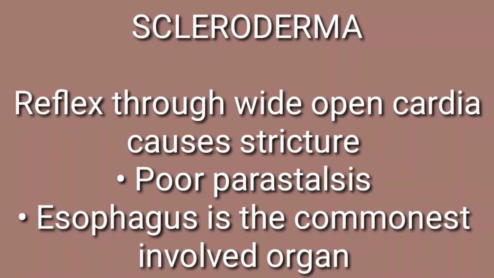Next comes scleroderma. Scleroderma is the next inflammatory condition which causes esophageal strictures. Scleroderma is a multiple organ connective tissue disorder, which results in reflux because of the wide open cardia, and it leads to stricture formation. There will also be poor peristalsis, and in scleroderma, which is a multiple organ disease, the esophagus is the commonest organ involved.